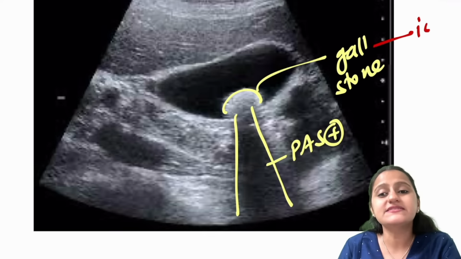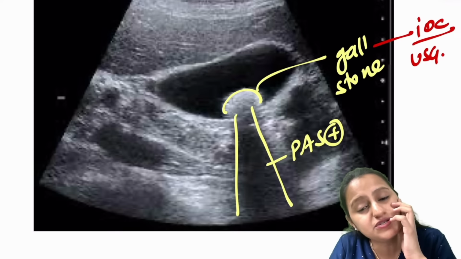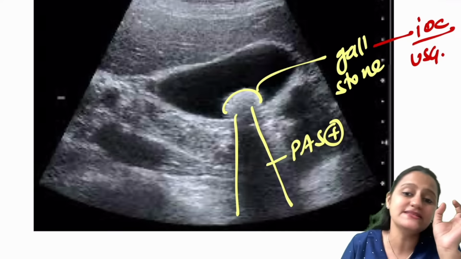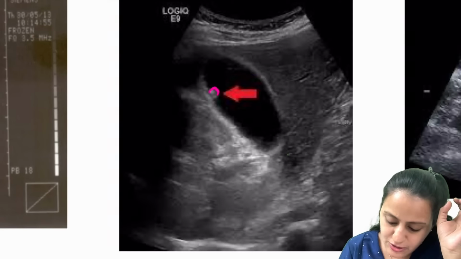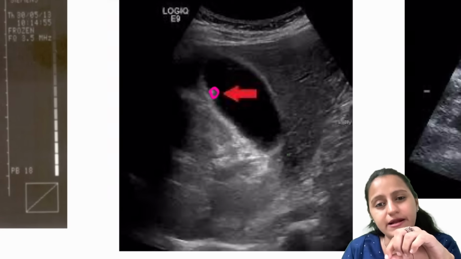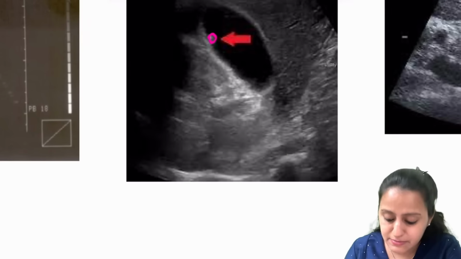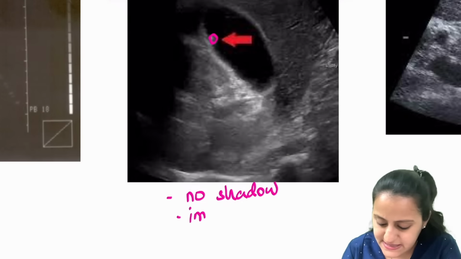So what is the investigation of choice for gallstone? It is ultrasound. What is it for urinary stone? Non-contrast CT. Okay, posterior acoustic shadowing is present, this is a gallstone. What is this one here? An echogenic thing present in the gallbladder, right? But it is not showing any shadowing and it is immobile. No shadow present. It is immobile.